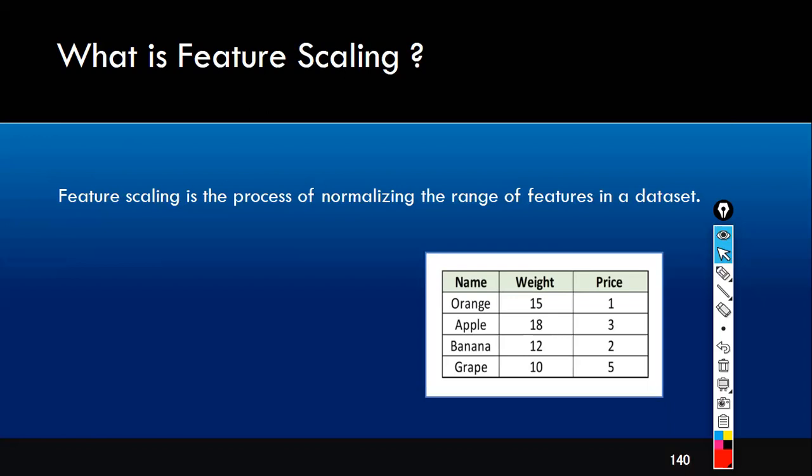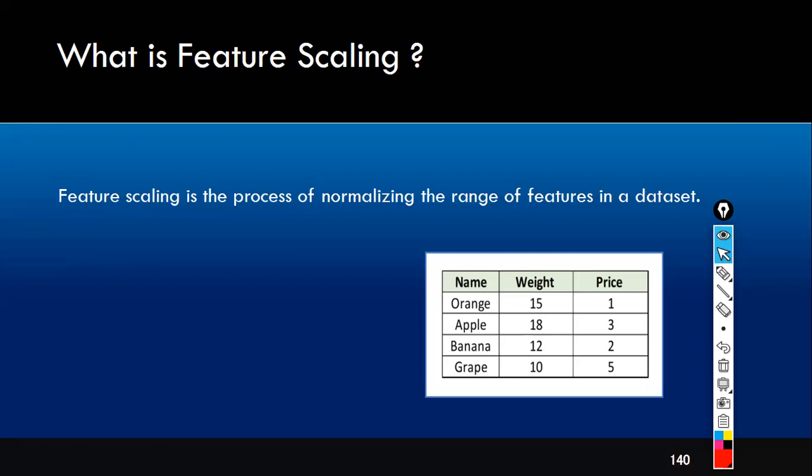In that case, the income column will have a different unit of measure, whereas the age column will have a different unit of measure. You need to convert all these kinds of features into a common scale. Why should I convert all these features into a common scale? Because each feature has a different unit of measure.